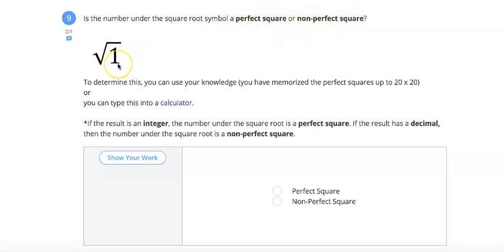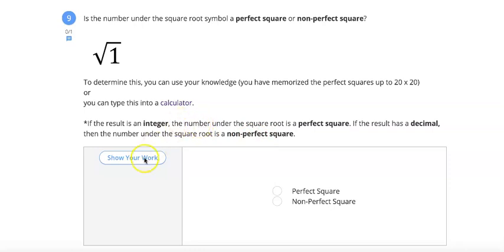So I've already talked to you about perfect squares. Perfect squares are the results of an integer being multiplied by itself. To determine this, you can use your knowledge. You have memorized perfect squares up to 20 times 20. Or you can type this into a calculator. When you type it into a calculator, if the result is an integer, the number under the square root is a perfect square. If the result has a decimal other than 0, so basically when you see it, it'll go on forever and have no pattern, then the number under the square root is a non-perfect square.